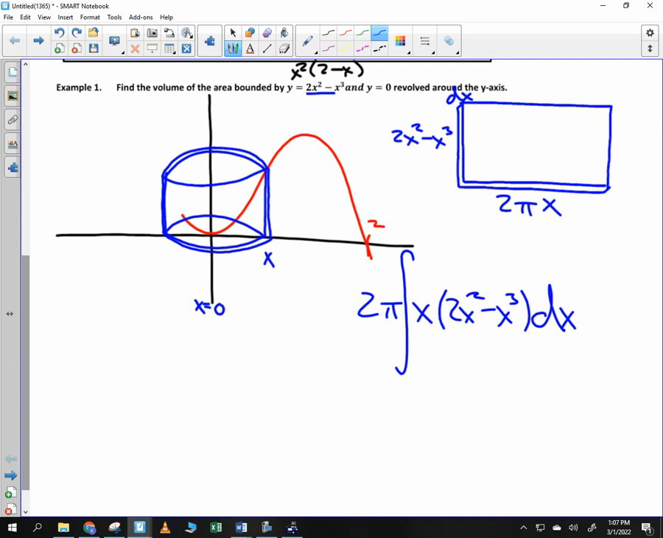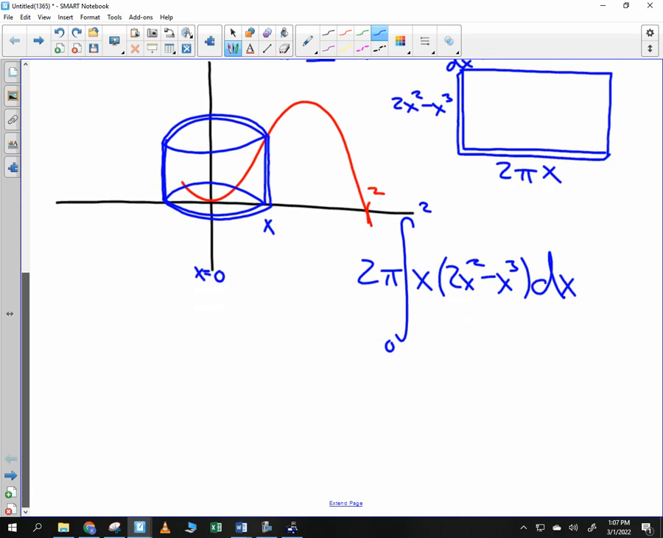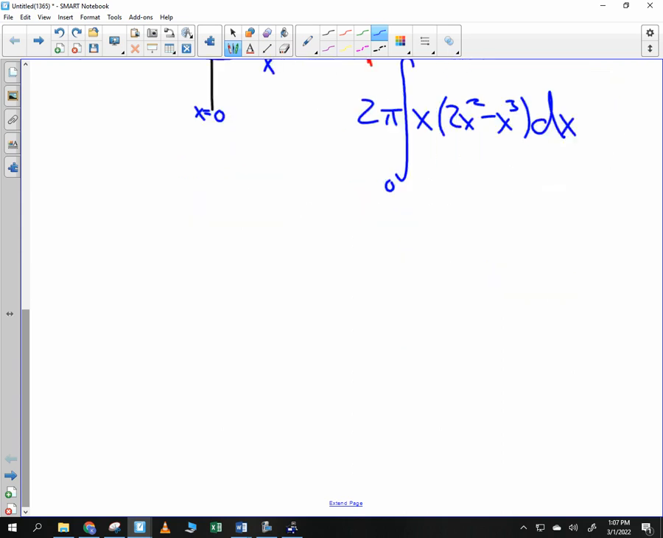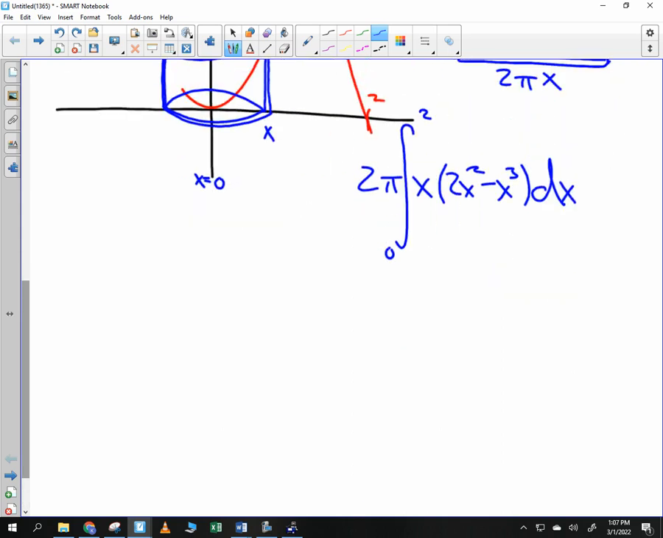And where do we go from? 0 to 2. X values. It's dx. That's a setup. I can do that. I know how to do that. How do we do that? What are you going to do first? Before you do the antiderivative. Distribute. Distribute that x through, and I get 2x cubed minus x to the 4th dx.